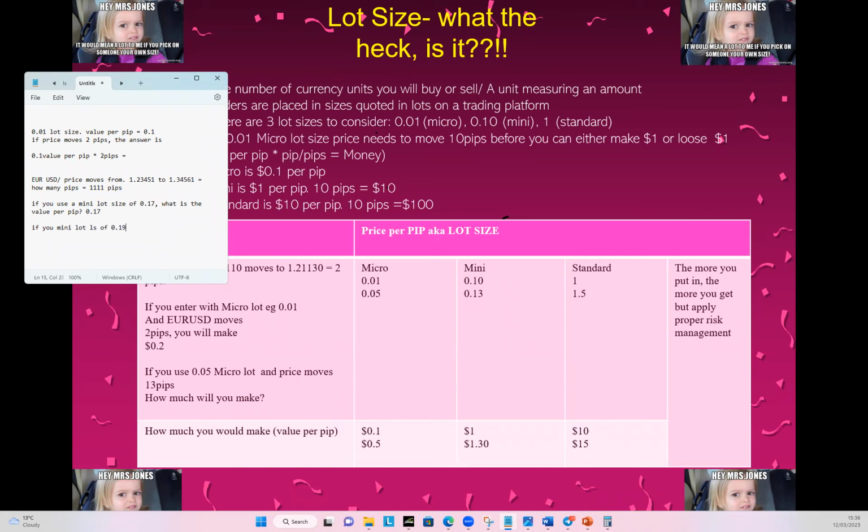Okay, the first one is for Chi, right? And the next one is for Bemi. What is the value per pip? Hold on. The second one is for you, Bemi. The one I'm setting is 0.25. No, that's not for you. I'm setting yours. Oh my word. Okay.